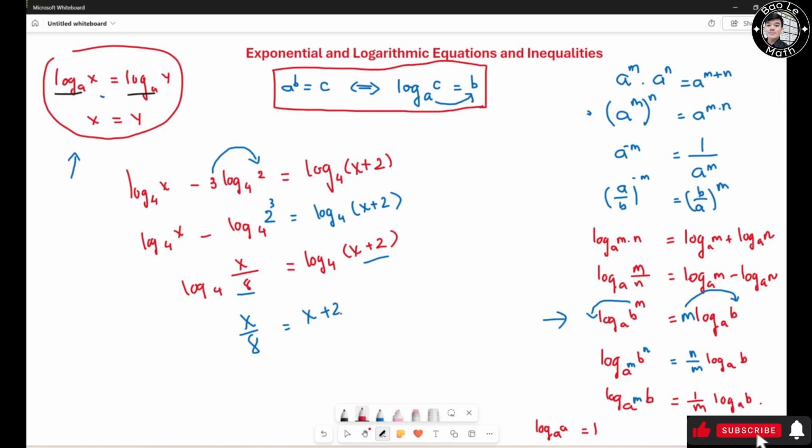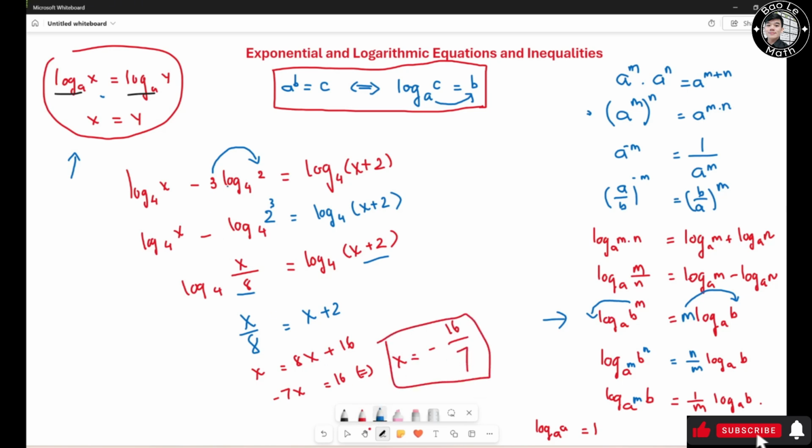Alright, so you need to multiply both sides by 8. So it can be s equals 8s plus 16, right? So subtract 8s from both sides, so it can be negative 7s equals 16. So then divide both sides by negative 7, s equals negative 16 over 7, right?